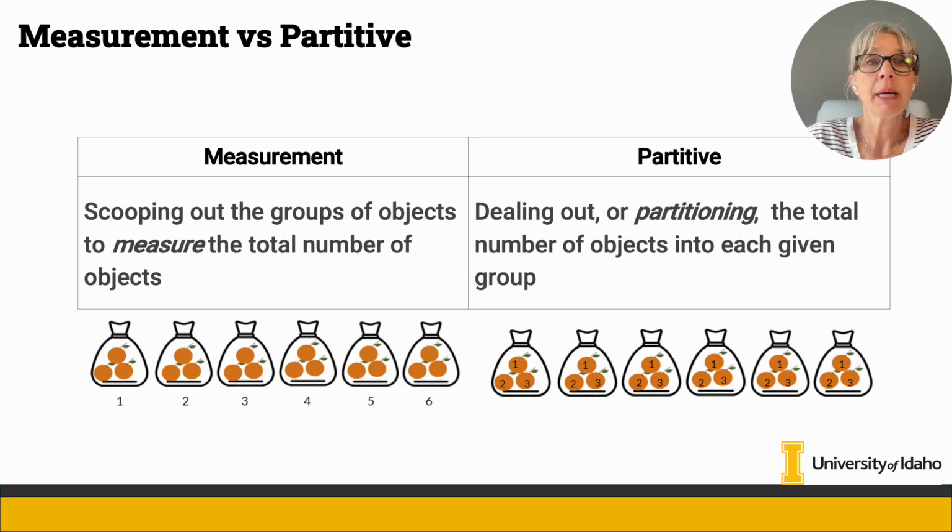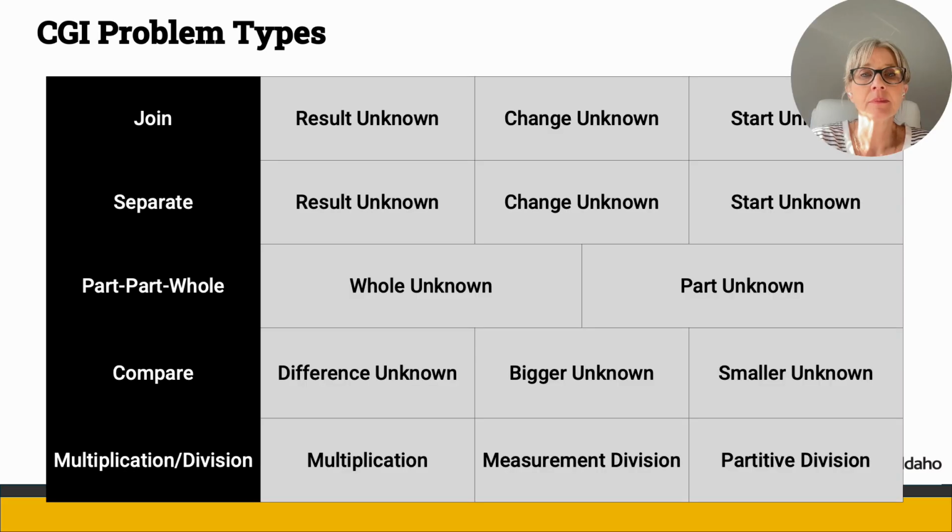Here are the contexts compared. Measurement division is counting the groups of objects you can make from the total. In partitive division, we deal out or partition the total number of objects given to the number of groups. Teachers often say that division is repeated subtraction, but it only applies in one context, measurement division. Partitive division calls for a different strategy altogether, one in which the repeated subtraction is not easily seen.